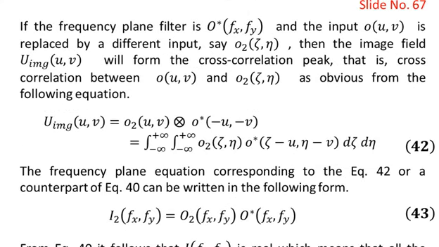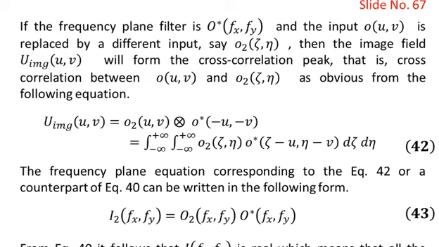The integral above will take the following form as given in equation number 42. So we have O2 at the image plane coordinates u, v, and we convolve with O star at minus u comma minus v. Then you know that this convolution can be converted into the integral form, which is given in equation number 42. The integrands are O2 at the zeta and eta plane multiplied by O star at the coordinates zeta minus u comma eta minus v.